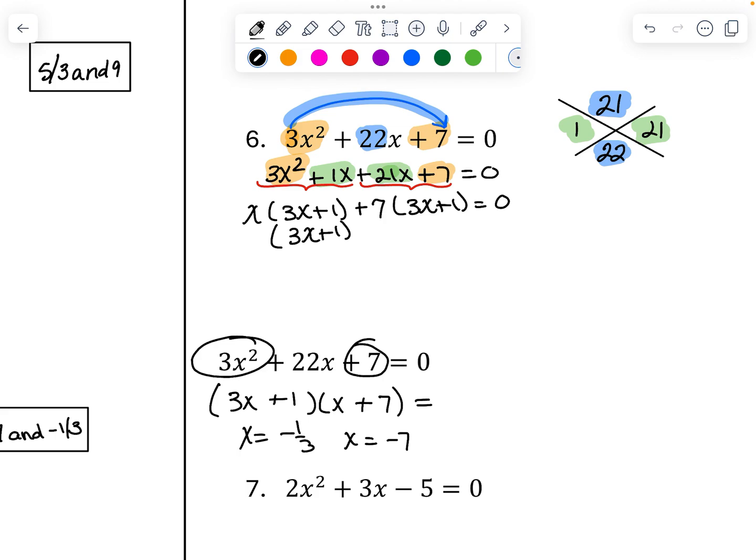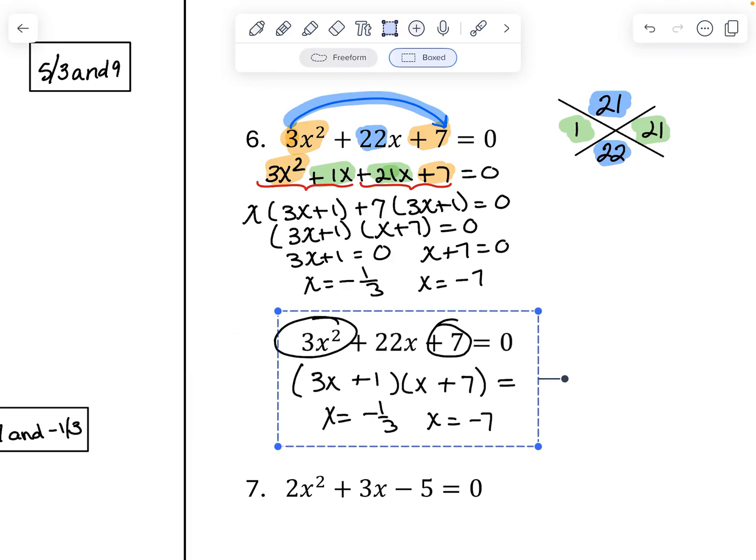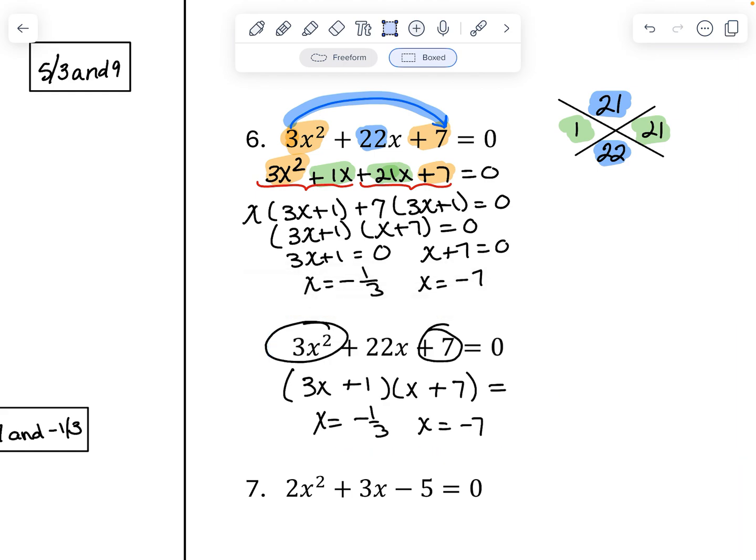3x plus 1 and x plus 7 equals 0. 3x plus 1 equals 0. x plus 7 equals 0. x equals negative 1/3, x equals negative 7. Yep. Sorry, friends, my brain went away for a half a second, but it came back. But that's how we do that. The other one I just did by guess and check. Obviously I'm better at guess and check than I am at splitting the middle.